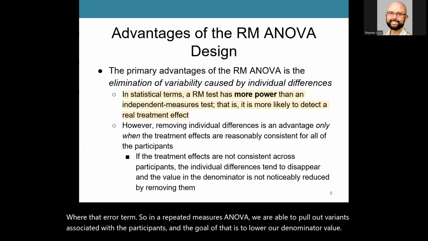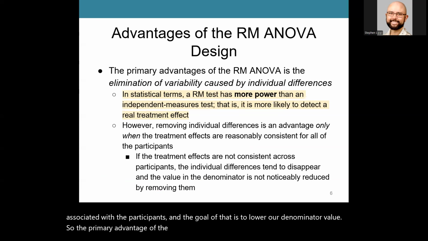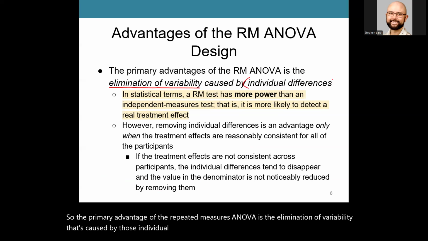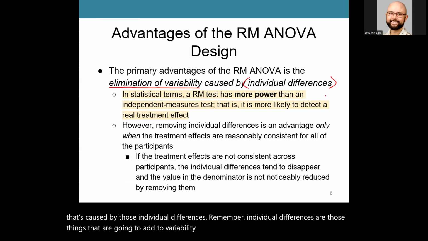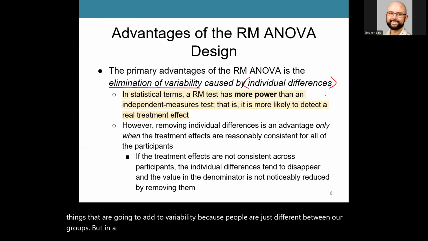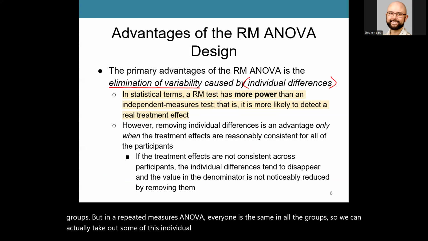So the primary advantage of the repeated measures ANOVA is the elimination of variability that's caused by those individual differences. Remember, individual differences are those things that add to variability because people are just different between our groups. But in a repeated measures ANOVA, everyone is the same in all the groups. So we can actually take out some of this individual difference variability.